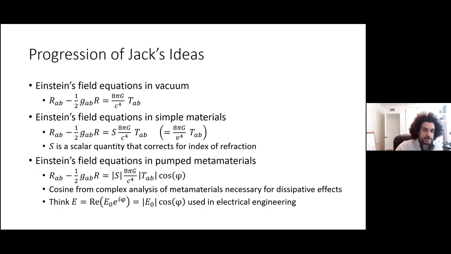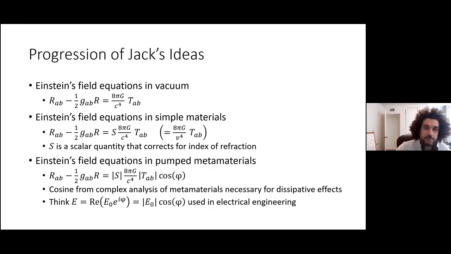So I'm going to show just a brief progression of Jack's ideas. We're going to start with Einstein's field equations. Once again, we have the curvature on the left-hand side of the equation. Think of this as being some coupling constant in between. We have Newton's gravitational constant up here and the speed of light. And we have the energy momentum tensor. This is where all the matter is coming in and sourcing the curvature. And then the curvature tells matter how to move, as a fictitious force.